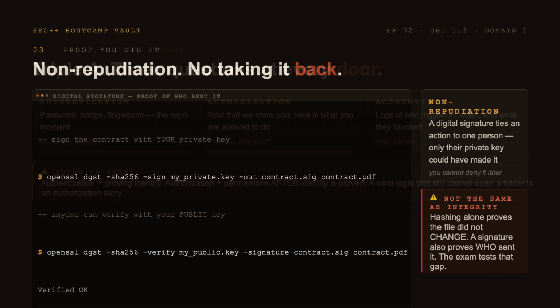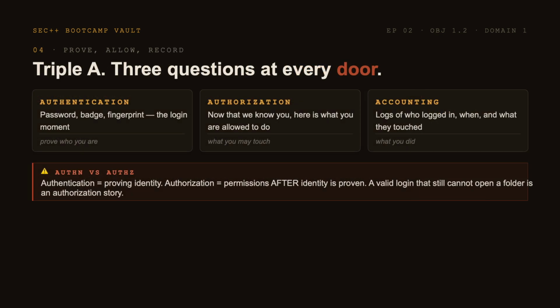Here is the exam trap. A plain hash only proves the file did not change. A signature also proves who sent it. That extra step, proving who, is non-repudiation.